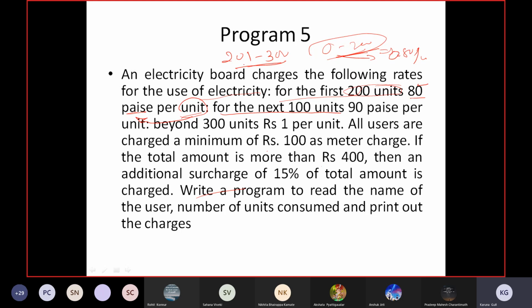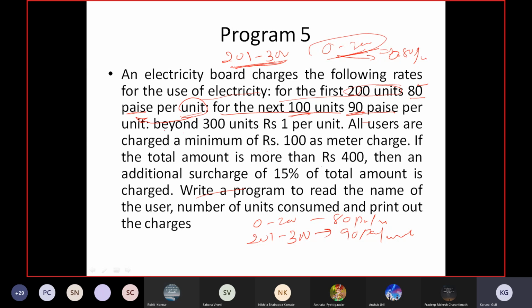But if it crosses 200 units, for 100 more units, that is 201 to 300 units, how much do you have to pay? You have to pay 90 paisa. For the first 200 units, 0 to 200, you are paying 80 paisa per unit. From 201 to 300 units, you are paying 90 paisa per unit. I hope I'm making it clear to everybody. This is very important. This is how you have to do the analysis of the given problem.